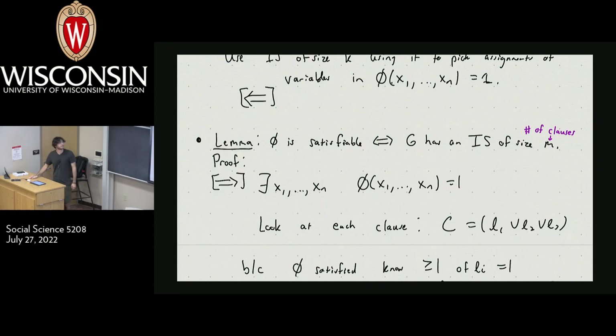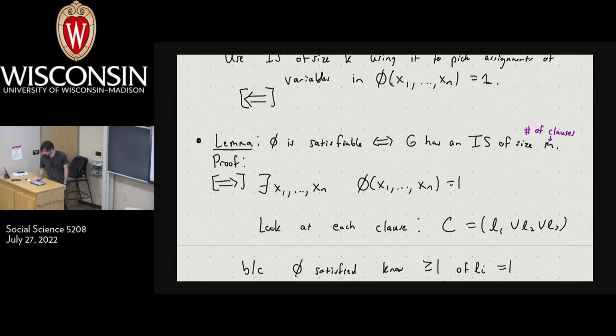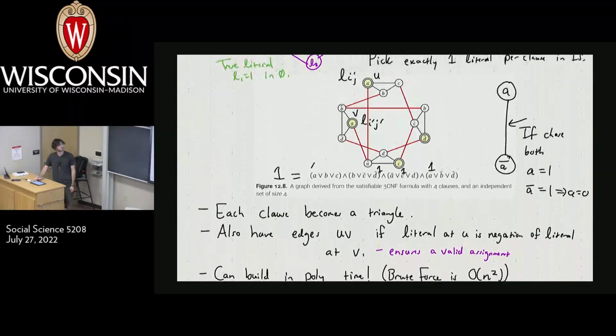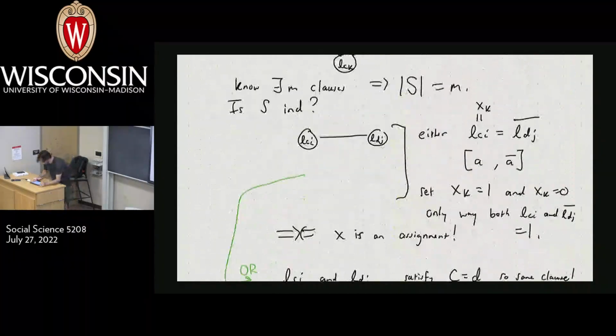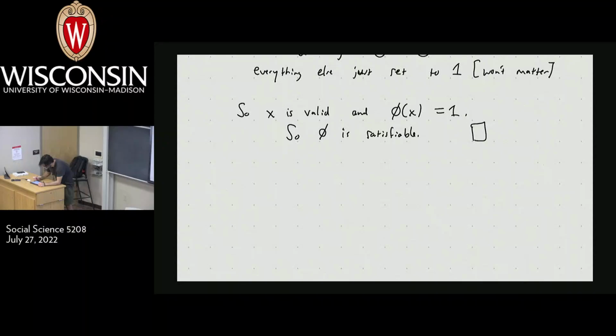So the takeaway here is, if phi is satisfiable, we use the assignment to construct a valid independent set in G of size m. And if G had an independent set of size m, then we can turn it into a formula phi that is satisfiable. Or we turn it into a specific assignment that satisfies phi. And this proves the reduction is correct. And so, independent set is NP-hard.